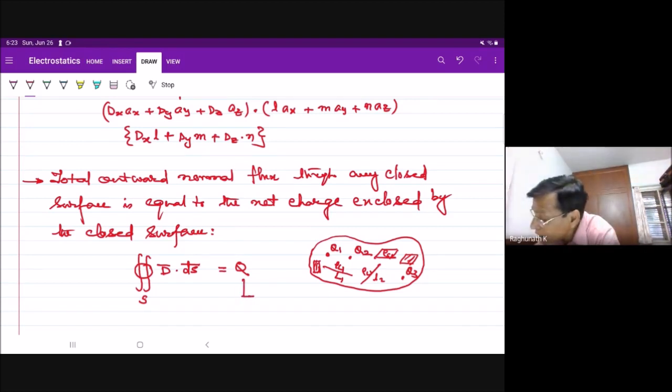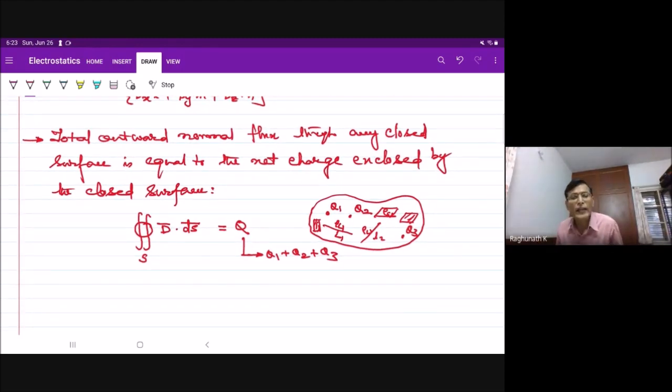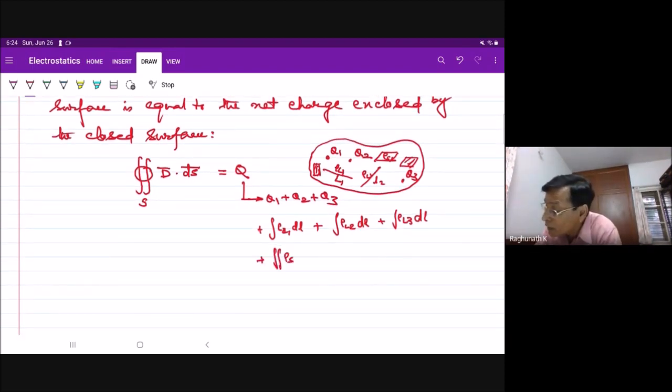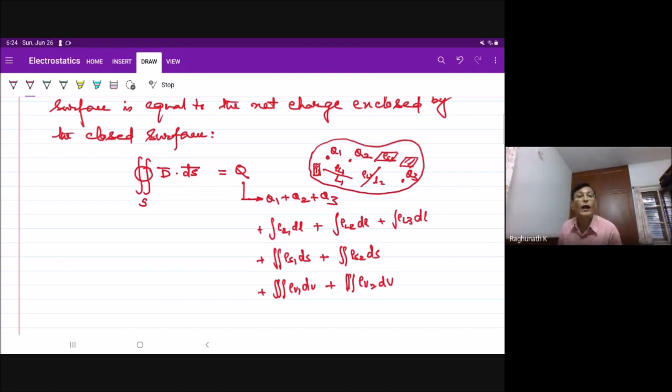What is this Q in this case? Q is equal to Q1 plus Q2 plus Q3, since net charge means algebraic addition; with their signs I have to add. Plus integral rho L1 dl plus integral rho L2 dl plus integral rho L3 dl. These line charge densities can be positive or negative, on L also, somewhere positive, somewhere negative. I'm not worried about it; that's why integral. Plus double integral of rho S1 dS plus double integral of rho S2 dS, surface charges. Plus triple integral of rho V1 dV plus triple integral of rho V2 dV. This is all the net charge when you call it: the algebraic sum with their signs of all the charges present inside, if it is a discrete set of charges.